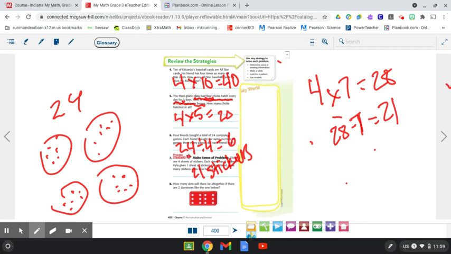Okay, so how many dots will there be altogether if there are 2 dominoes like the one below? So let's count. 1, 2, 3, 4, 5, 6, 7, 8, 9, 10, 11, 12. 12 dots. So it would be 12 times 2, which equals 24. So there would be 24 dots. Okay?